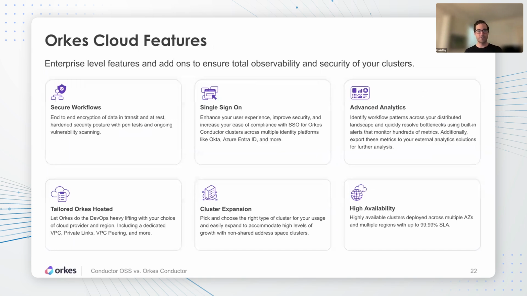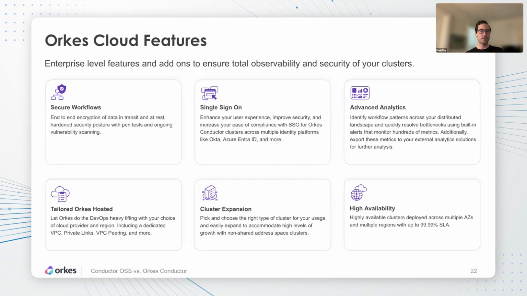It comes with some enterprise level features that I can quickly skim over. A couple of these we've talked about throughout this call, but we've got end-to-end encryption of data in transit and at rest, with a hardened security posture with pen tests and ongoing vulnerability scanning. We've got single sign-on and the advanced metrics you just saw. Again, we want developers and teams focused on agility and velocity of development. We can let us do the DevOps heavy lifting.